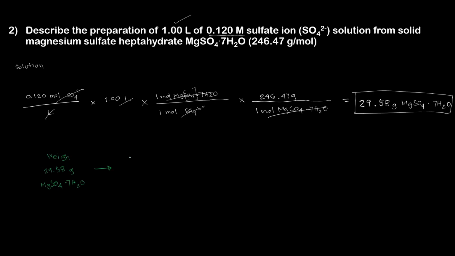So place it in a 1 liter or 1000 ml, so that's the same thing, 1000 ml volumetric flask. After placing it, dilute to mark. Then you obtain 0.120 molar sulfate solution. So that's easy.